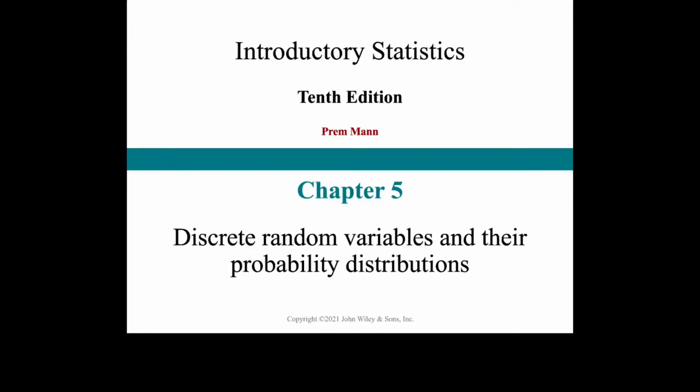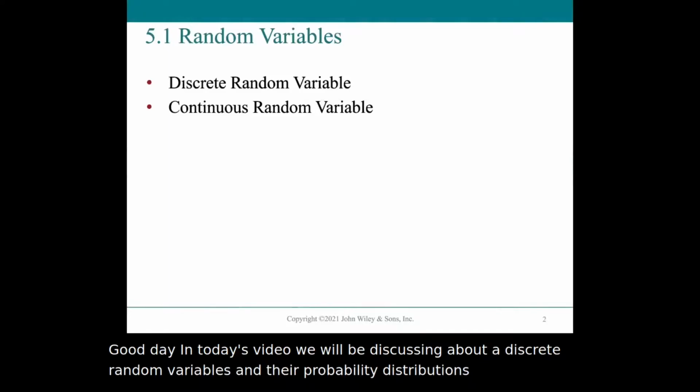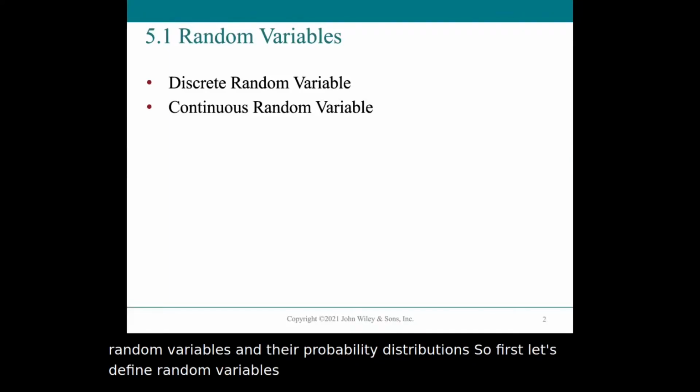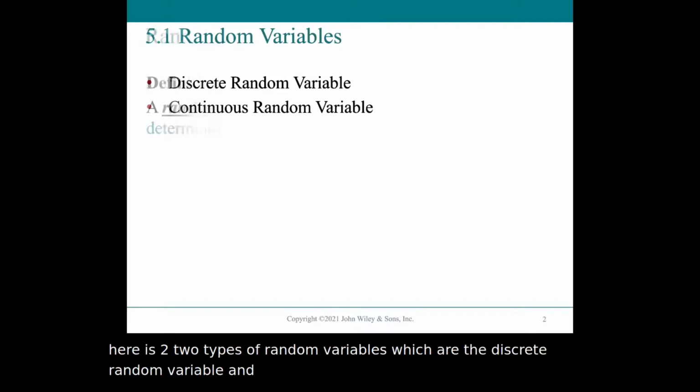Good day. In today's video, we will be discussing discrete random variables and their probability distributions. So first, let's define random variables and what the different types are. Actually, there are two types of random variables, which are the discrete random variable and the continuous random variable.